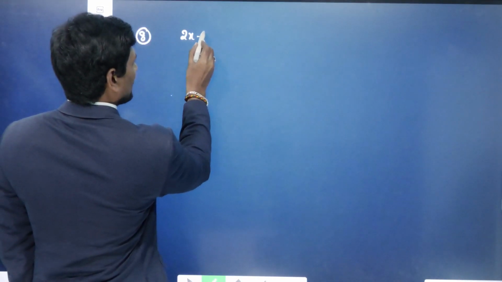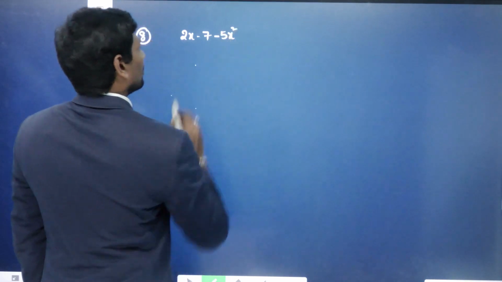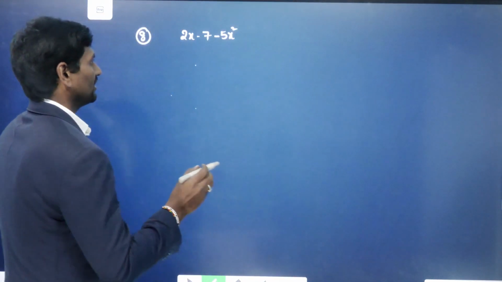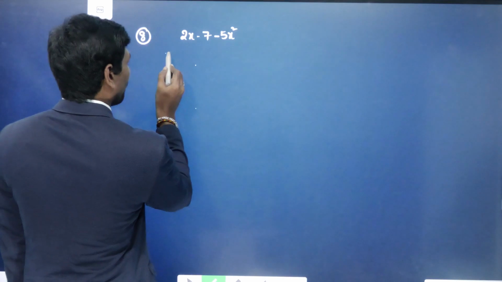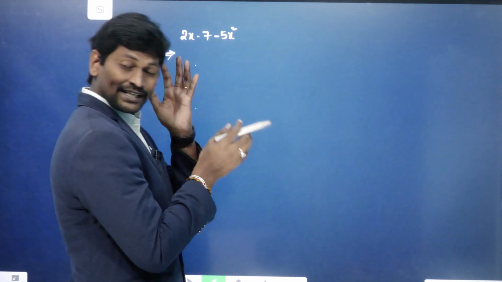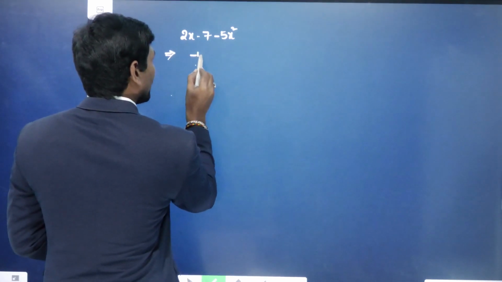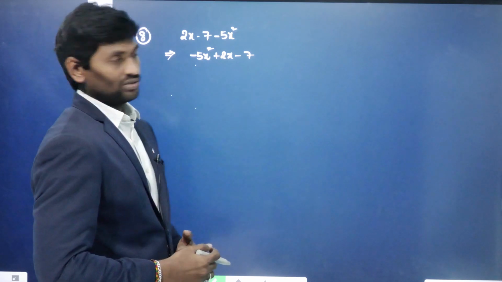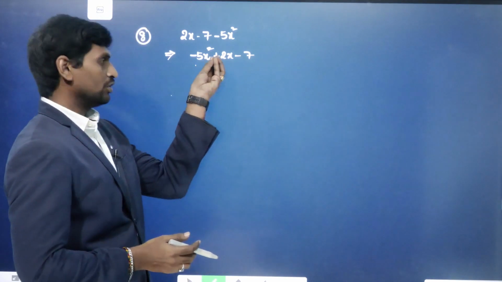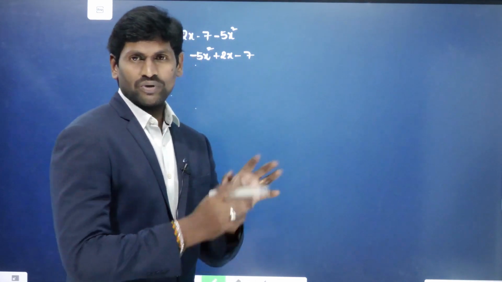The first one, the 8th problem, after 7 problems completed: if 2x minus 7 minus 5x square has a minimum value, we need to find that value. When will the minimum value come? Let us identify this. Let me write this expression: minus 5x square plus 2x minus 7. So I have written the x square term, the x term, and the minus 7 term. We need to identify the value.